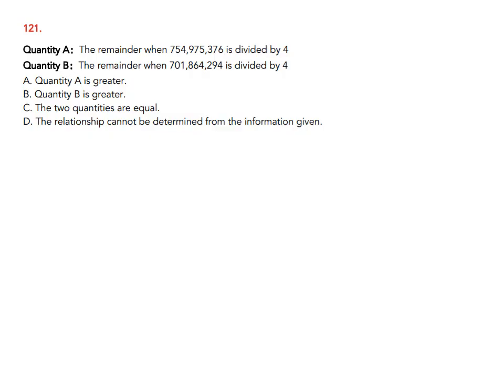Here is our first question. Quantity A: there is an integer, and if the integer is divided by 4, what will be the remainder? Similarly, quantity B asks for another remainder when an integer is divided by 4. Now, we do not need to divide the whole integer, but we can take only the last two-digit number and divide it by 4, and then we can check the remainder.